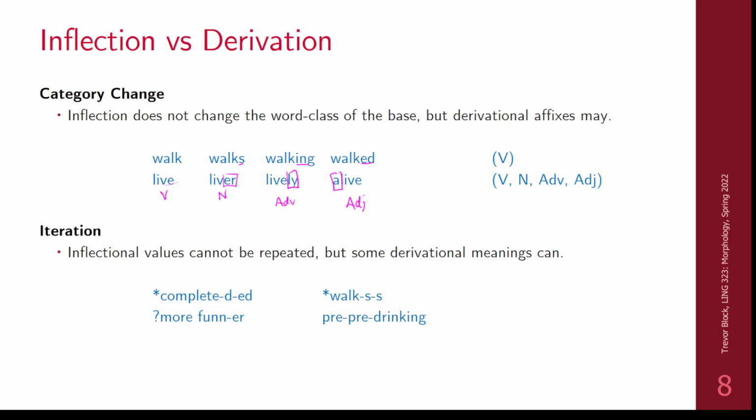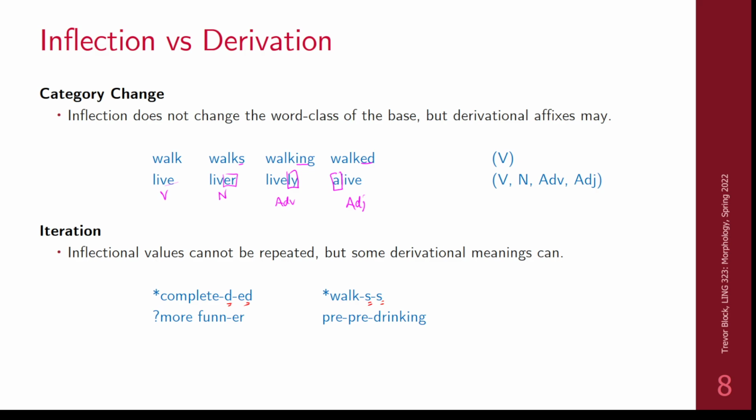Iteration is another one that we have in a lot of languages. So with inflections, you cannot repeat them, and this makes sense because if you have past, it doesn't make sense to do past twice when you already have past meaning involved. Or with third person agreement, if you already have agreement, you don't need more agreement. So this is why words like completeded and walkss sound weird, because you already have past tense, you're adding it again. You already have third person singular, you're adding it again.